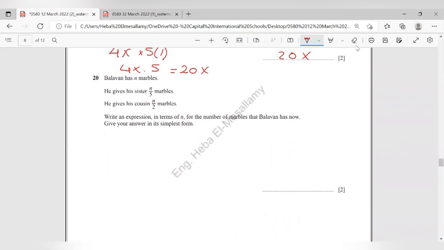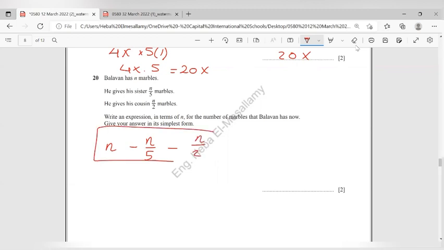Okay, Balavan has 9 marbles. He gives his sister n over 5 marbles. He gives his cousin n over 2 marbles. Write an expression in terms of n for the number of marbles that Balavan has now. We want to get an expression for the remaining marbles in its simplest form. First of all, he has n. Then he gives his sister n over 5. Then he gives his brother n over 2. And this is the remainder.